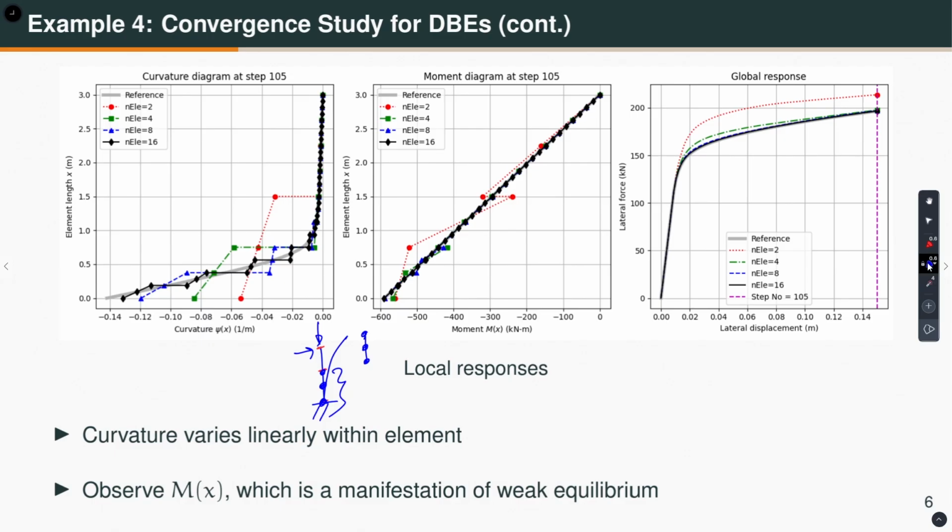Because if you recall the formulation, this is a manifestation of the weak equilibrium. What do I mean by weak equilibrium? We are satisfying the equilibrium in an integration sense. So, let me write it down. If you recall, the element end forces, my S, is equal to integration A transpose X, where A is the matrix of shape function, the displacement interpolation function, multiplied by S bar X dx, and this integration is performed using numerical technique. In this case, I am using 3-point Gauss-Lobatto integration.